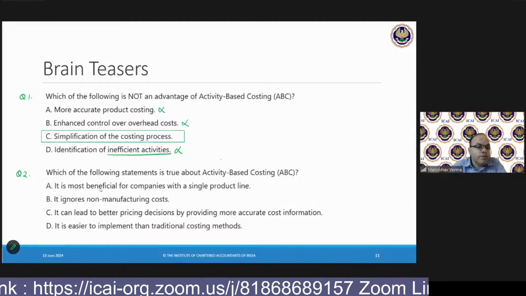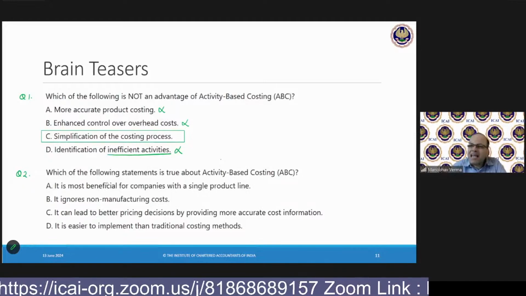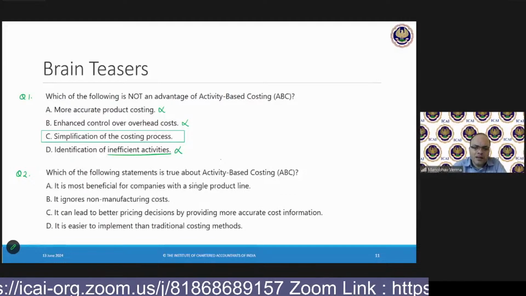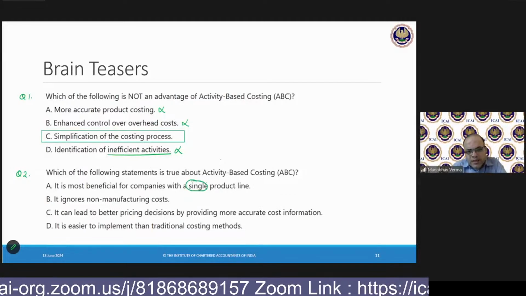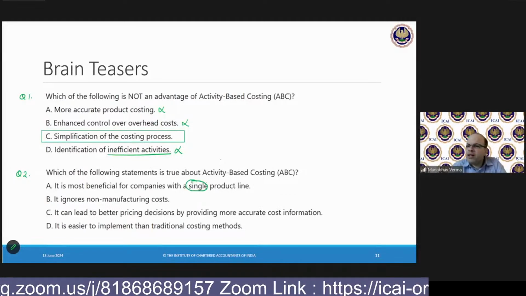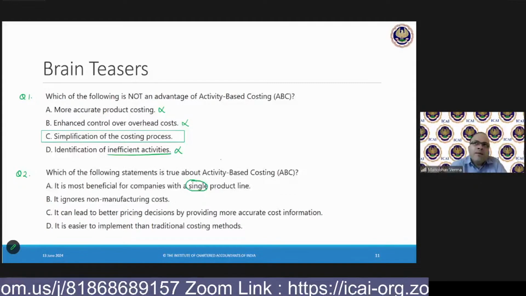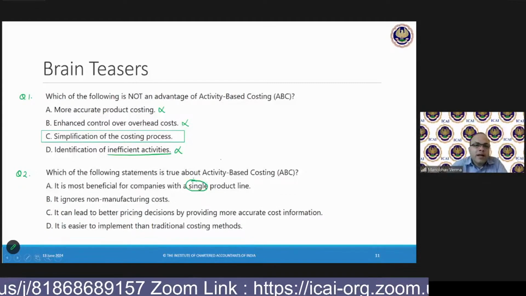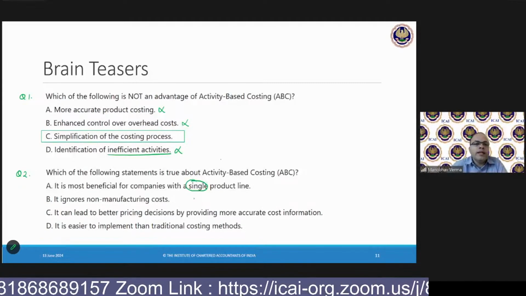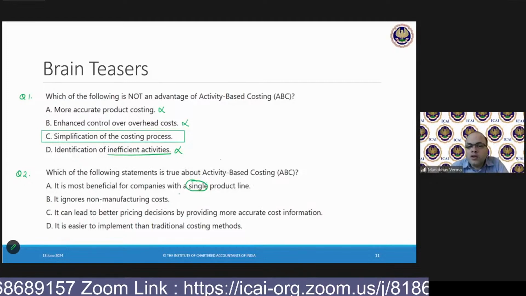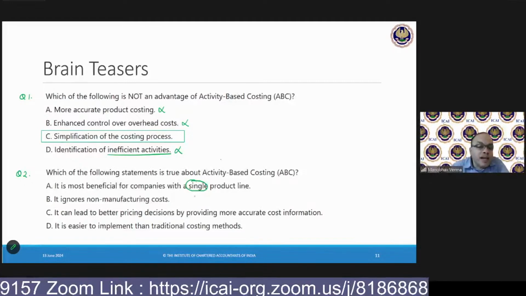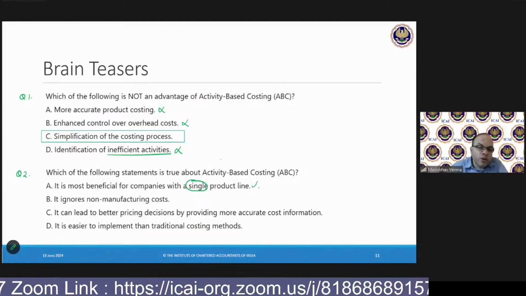Option number A, it is most beneficial for companies with a single product line. Now that's a catch here. ABC could be an advanced mechanism, but is it suitable for a single product line? It doesn't make sense, right? Because if I'm into a single product, whatever mechanism I'm following, I'm allocating the overheads to that particular product. So it may not be as useful for a single product line. So hence it may not be true.